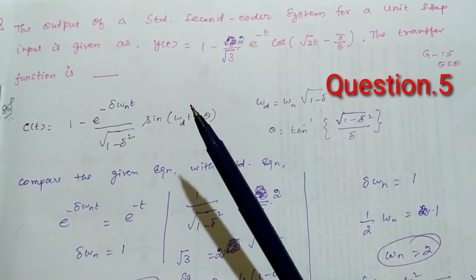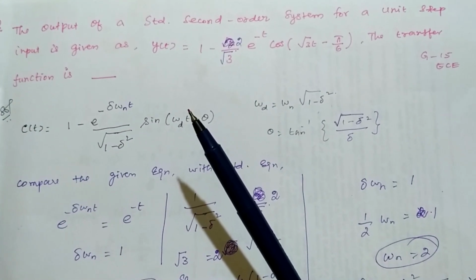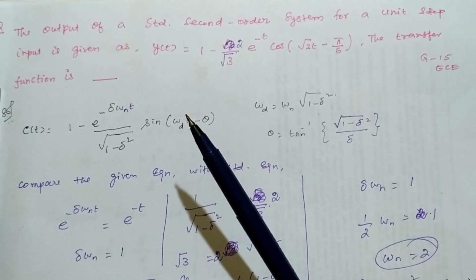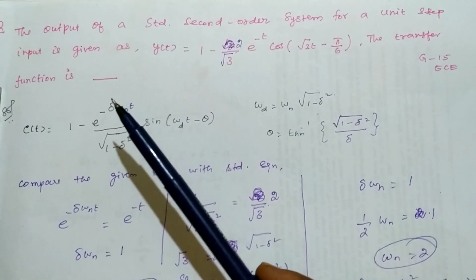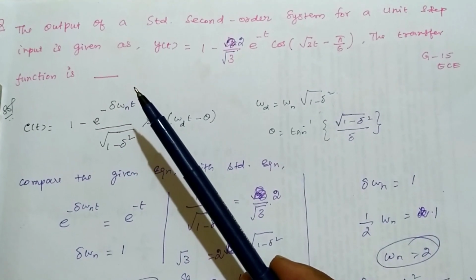The next problem. The output of a standard second order system for unit step input is given by this. This is the output equation. What is the transfer function of the system?